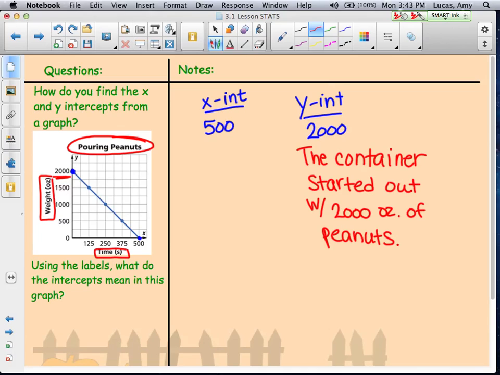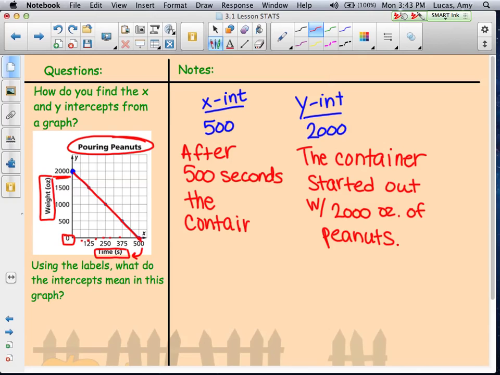Then when you get all the way down here to the bottom, to my x-intercept, 500, I look at that label, and that label says time in seconds. So after 500 seconds, what happened? At 500 seconds, look over here, 0 is the weight. So after 500 seconds, the container was empty.